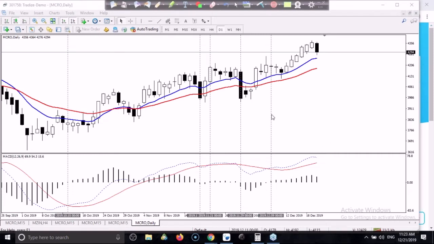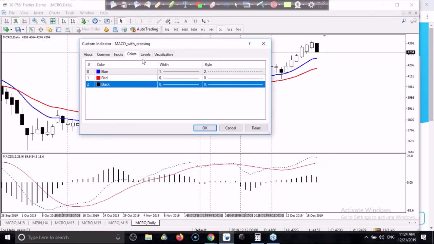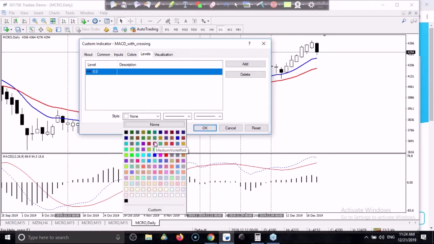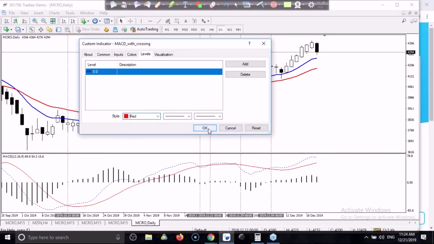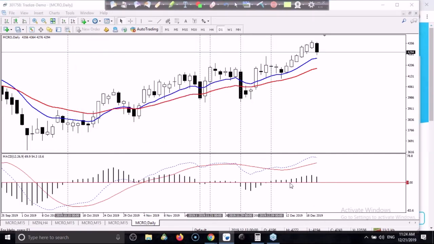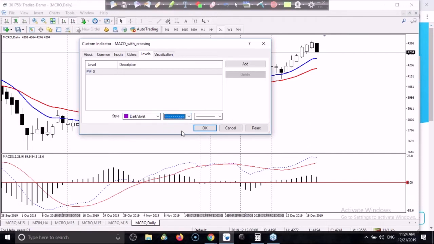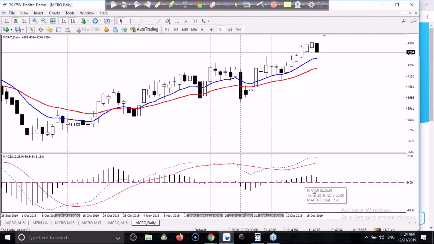So I hope you people are able to understand how the MACD line is forming, right? So why do we use MACD? We use MACD to find out the market trend. So let me use another thing here: a zero level, and I want to use a color here, it might be red. Now you can see this is a red line. Let me change the color so it will be good. Now you can see this is the zero line, right?